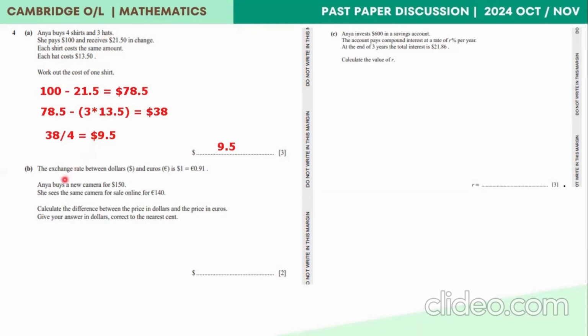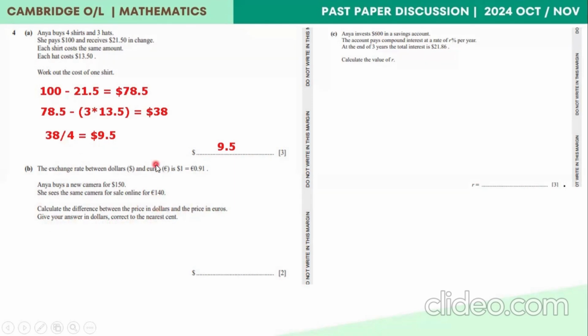So let's move on to the next question. The exchange rate between dollars and euros is $1 is equal to 0.91 euros. Anya buys a new camera for $150. She sees the same camera for sale online for 140 euros. So calculate the difference between the price in dollars and the price in euros. Give your answer in dollars and correct to the nearest cent.